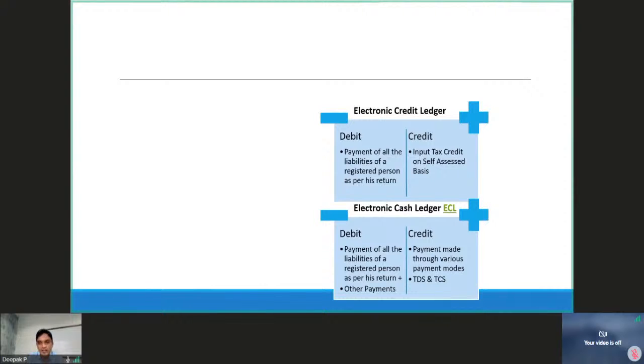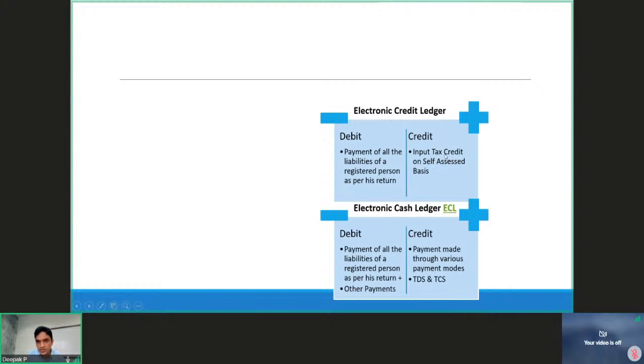What is the electronic credit ledger? It is like your asset ledger. So in your electronic credit ledger, you will have credits. The credit of ECRL, which is your electronic credit ledger, is credit of your input. What you have claimed on a self-assessed basis is your credits. From the credit, you will have the additions. So once the credit comes, your balance increases. It's an addition to your electronic credit ledger.